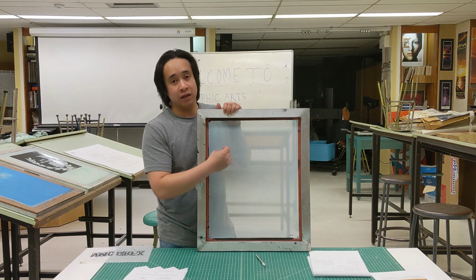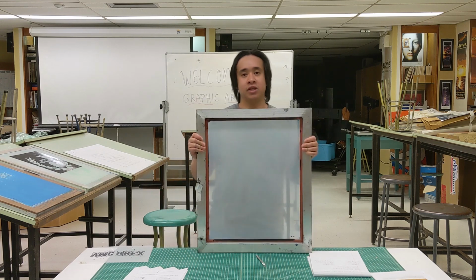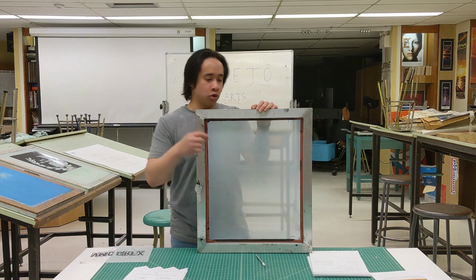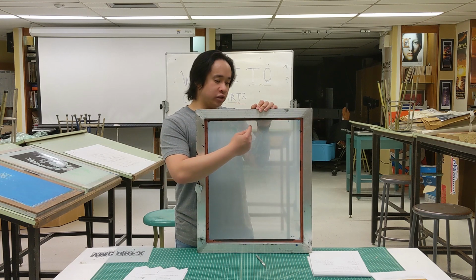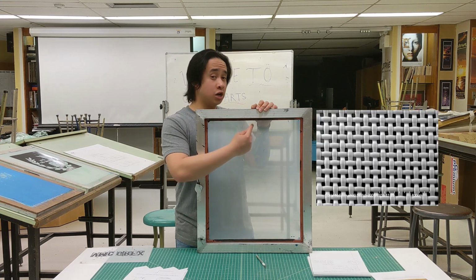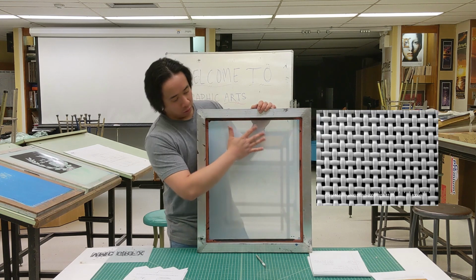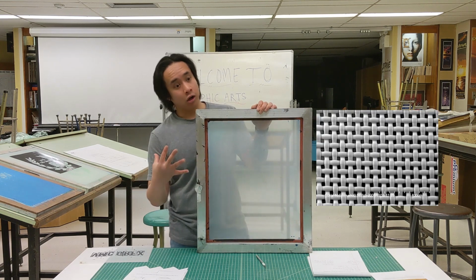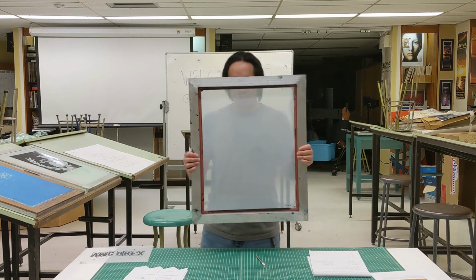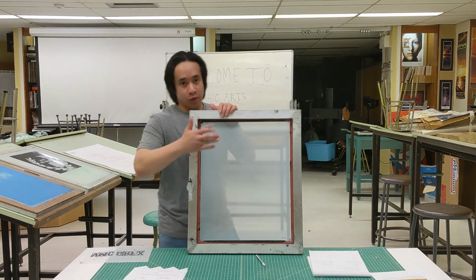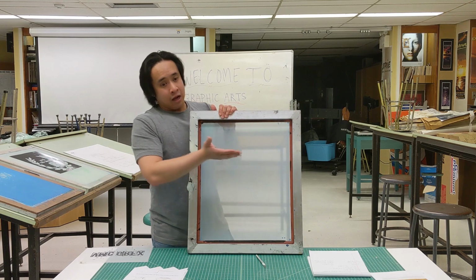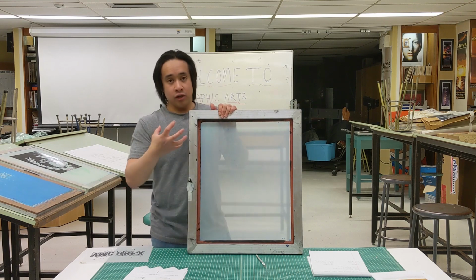It has a bunch of tiny little holes. This screen in particular is 110 mesh. So what that means is every 1 square inch of this screen is 110 holes. 110. So you can imagine how many holes are in the entire screen. A lot. Screens are basically what you can put the paint onto and then create your screen print, your physical print.